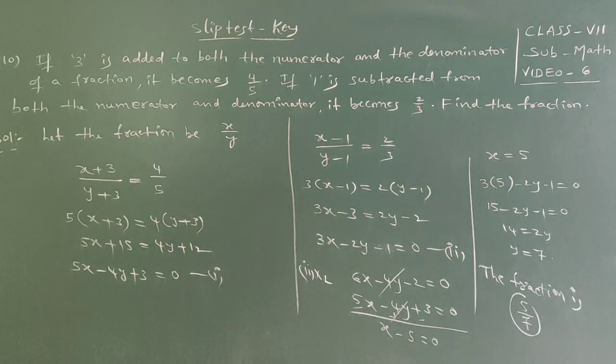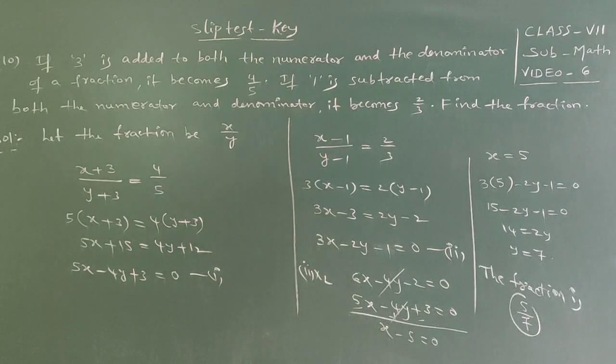Now answer this one. 3 is added to both numerator and denominator of a fraction, it becomes 4 by 5. If 1 is subtracted from both numerator and denominator, it becomes 2 by 3. Find the fraction. For getting fraction, let it be x by y. According to the first condition, 3 is added to both numerator and denominator, x plus 3 by y plus 3 equal to 4 by 5. After simplification by using cross multiplication, we will get 5x minus 4y plus 3 equal to 0.